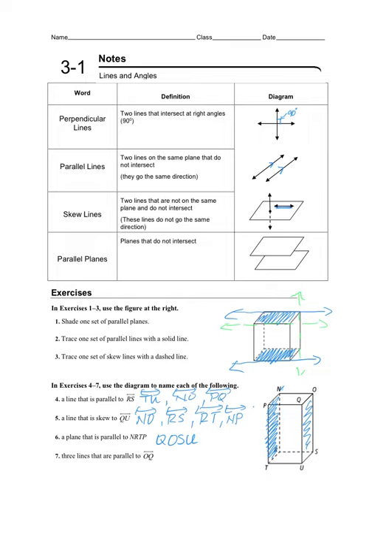And the last question here asks us for lines parallel to OQ. So here is OQ. It goes front to back. So we need all the lines that go front to back. So we've got PN, and we've got RT, and we've got US. So all of those lines would be parallel to OQ.